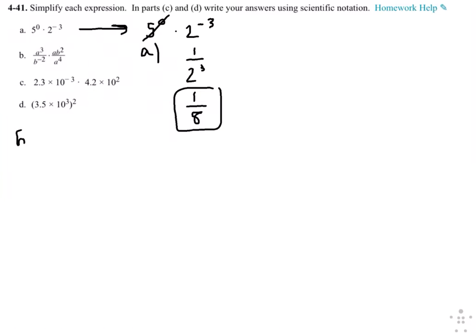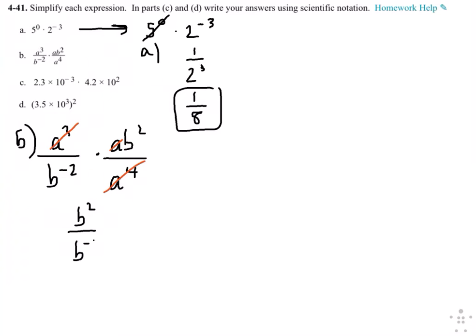And then let's do B down here. We have A cubed over B to the negative second times AB to the second over A to the fourth. Okay, so let's see what we can do here. We have A to the third and A is A to the fourth, and that cancels out with A to the fourth. So what I'm really left with is B squared over B to the negative second. But instead of dividing by B to the negative second, we're going to multiply by B squared, times B squared. So this comes out to be B to the fourth.